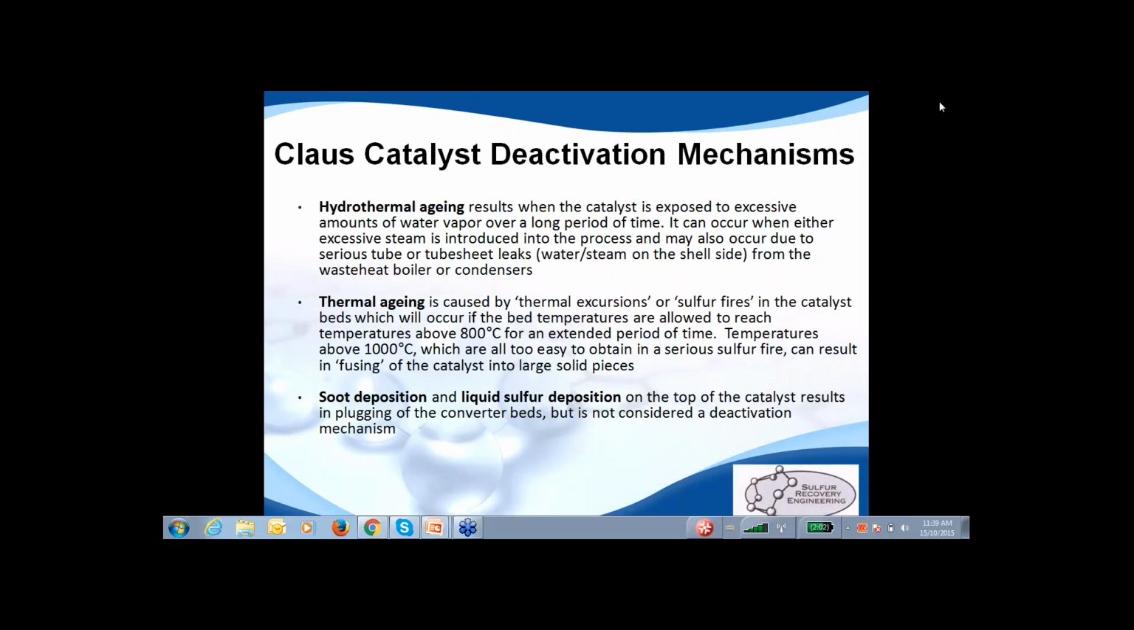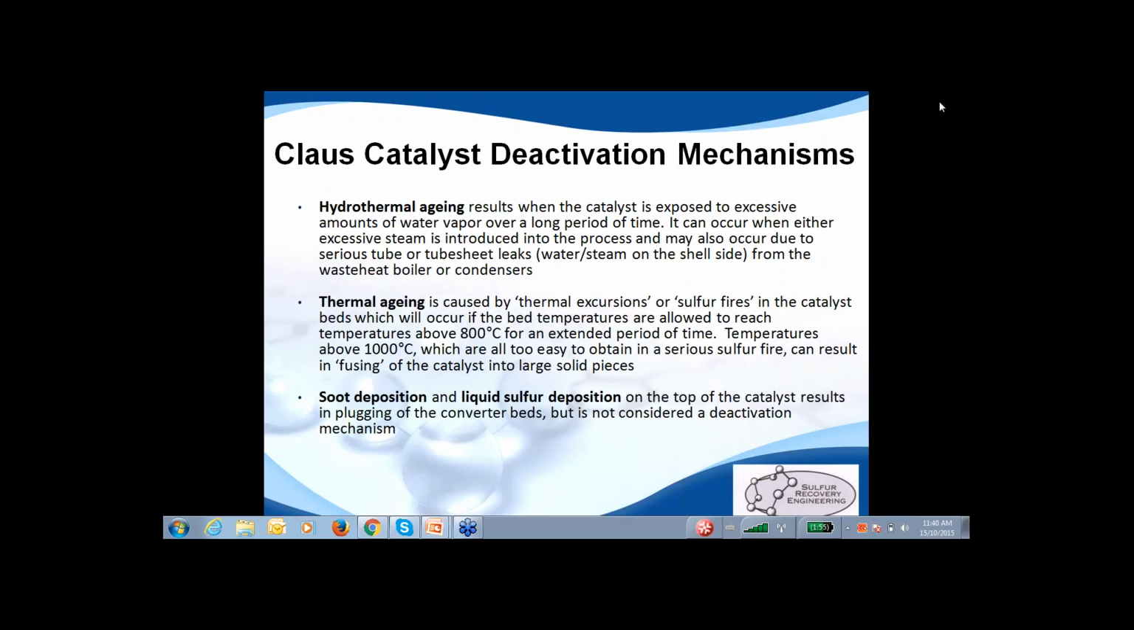Different types of deactivation mechanisms. Hydrothermal aging results when the catalyst is exposed to excessive amounts of water vapor over a long period of time. Hydrothermal aging is inevitable. The Claus reaction not only generates sulfur vapor, but it also generates water vapor. In general, the tail gas stream leaving the sulfur recovery unit contains upwards of 30% water. Again, hydrothermal aging is inevitable.